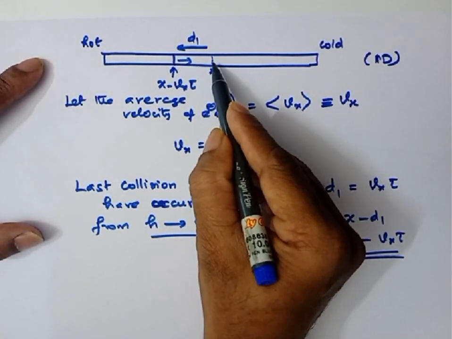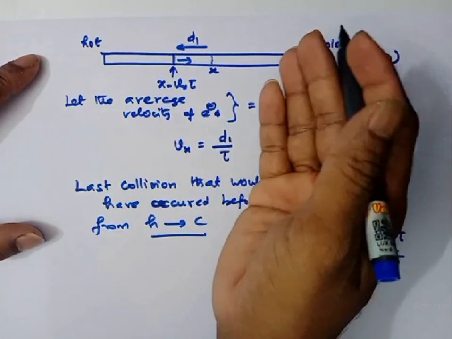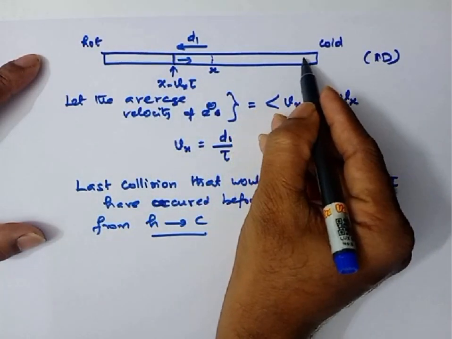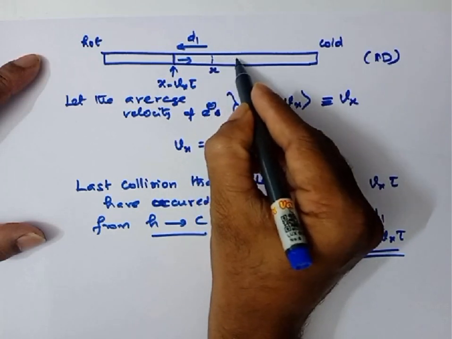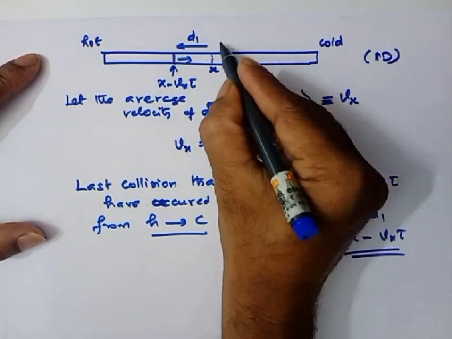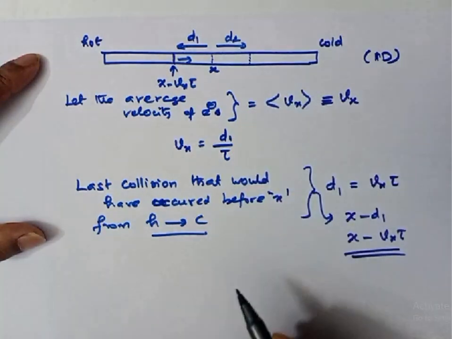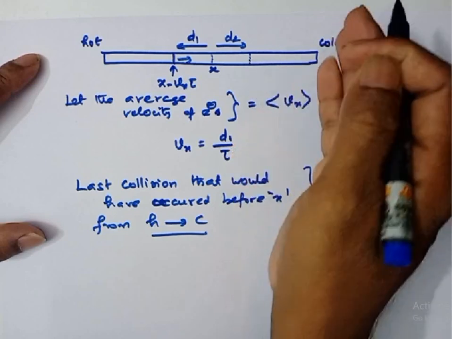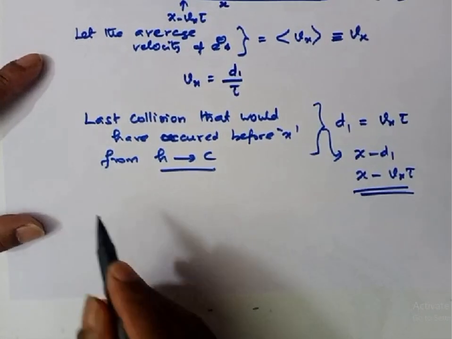From X, in the from cold end. Because free electrons are also moving from cold end to hot end, and they will undergo many collisions before X. On average, where would the last collision occur? Let me take that distance as d2. So we need to find out this point. Let us assume this is the point where the last collision would have occurred for free electrons moving from cold end to hot end. Clear?